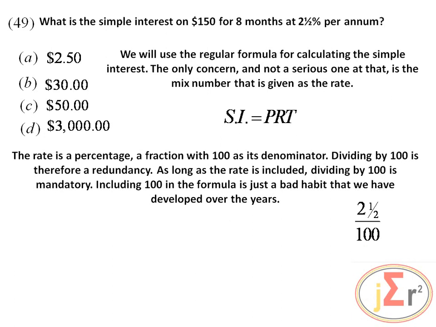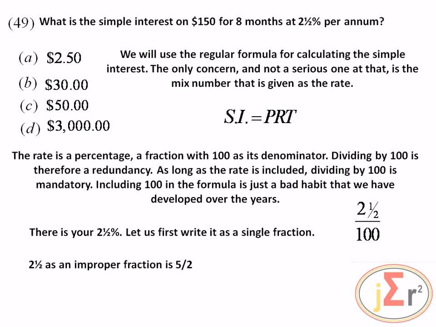Now we are going to take a look at the 2.5% rate, which is actually 2.5 divided by 100. There is your 2.5%. Let us first write it as a single fraction. Of course, we will take 2.5 and make it into an improper fraction, and by so doing, we will have the result 5 over 2. As usual, 2 multiplied by 2 is 4 plus 1 is 5. So we will have 5 over 2, or 5 divided by 2.